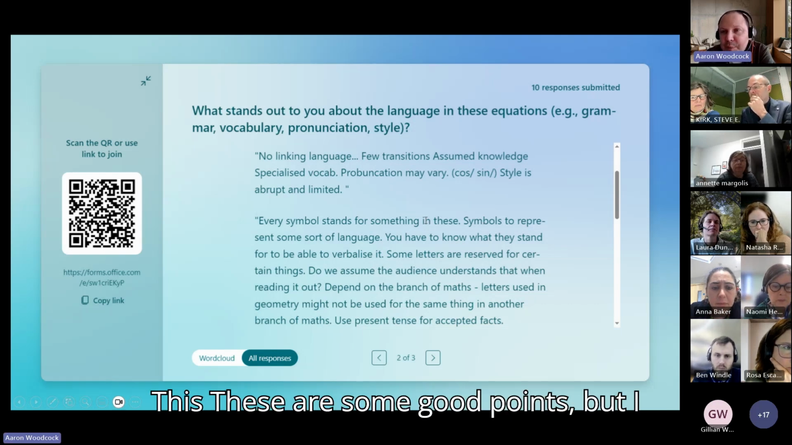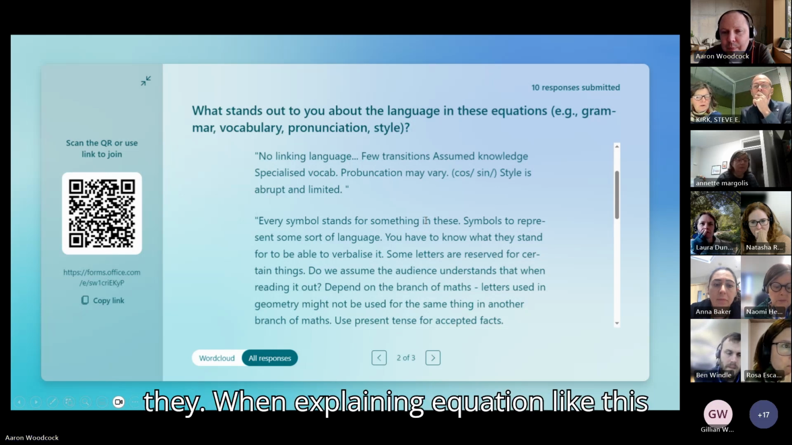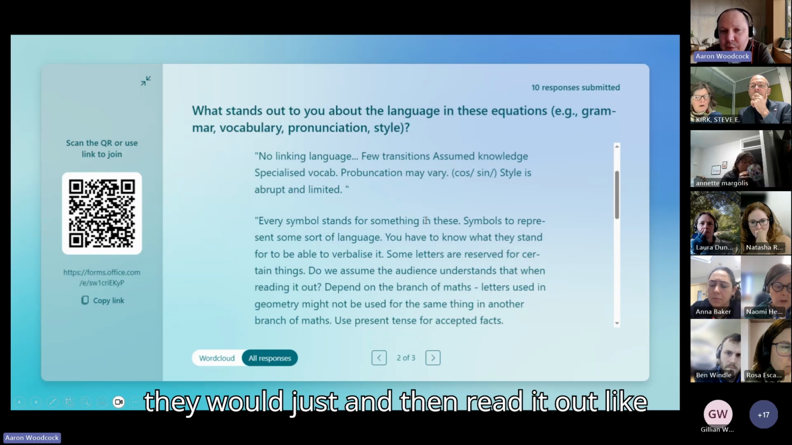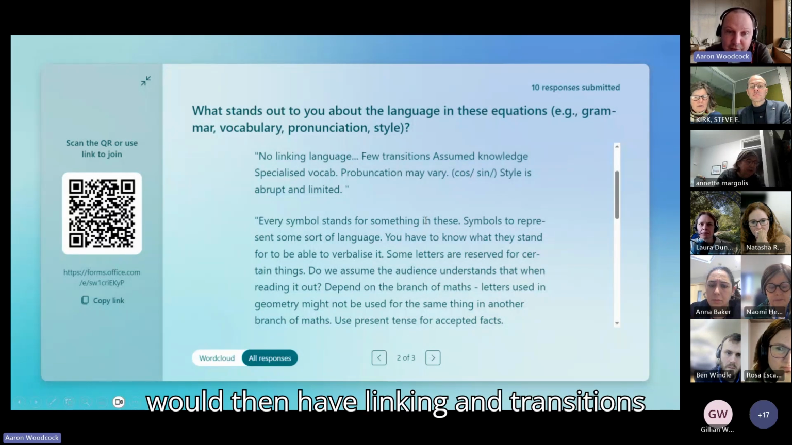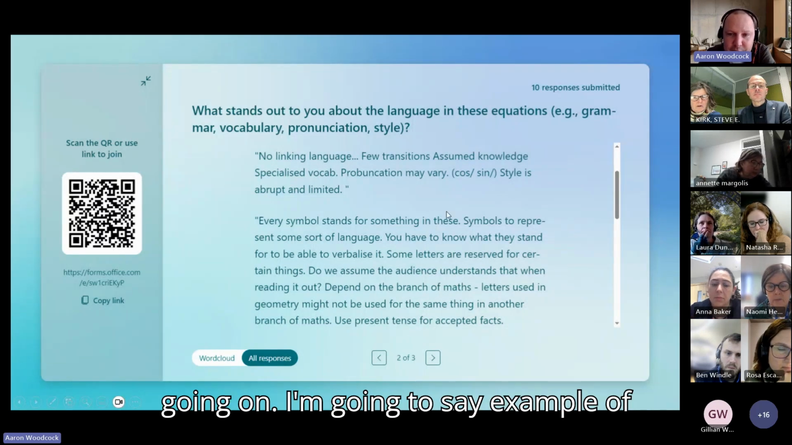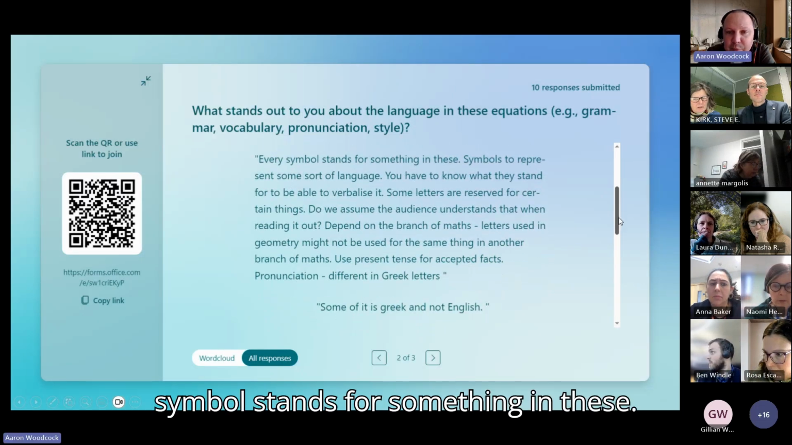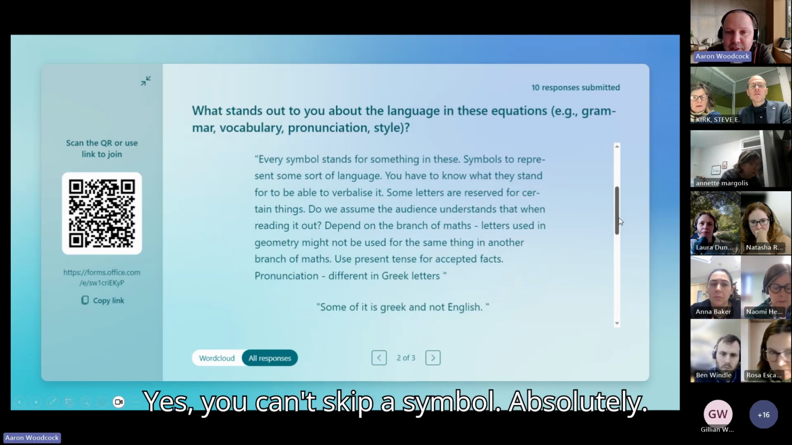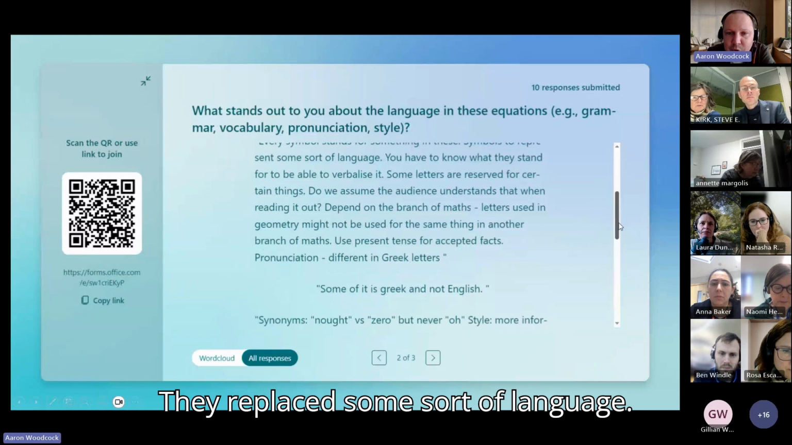These are some good points, but I think the STEM teachers would agree that when explaining an equation like this, they wouldn't just stand there and read it out like a robot and stop. They would be explaining what everything means, and they would then have linking and transitions going on. And we're going to see an example of that soon. Every symbol stands for something in these. Yes, you can't skip a symbol. Absolutely. They replace some sort of language.